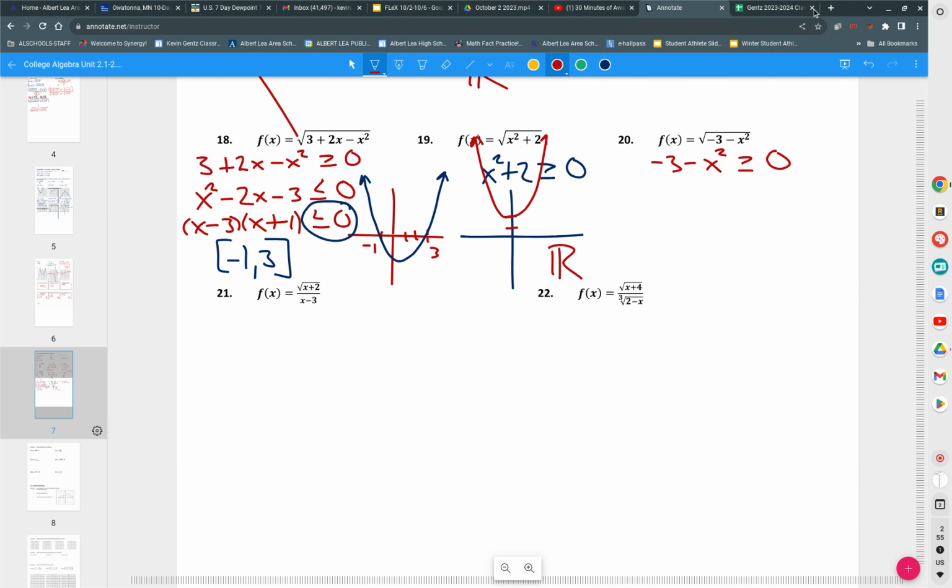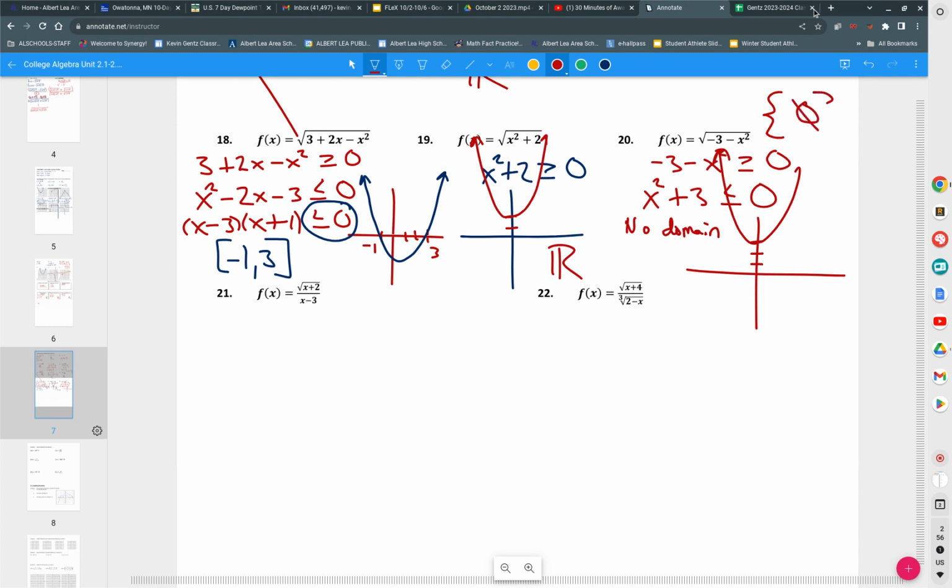So we multiply by -1. I get x squared plus 3 is less than or equal to 0. Okay? That doesn't factor. I'm going to look at the graph. It is shifted up 3 units. When is that below the x-axis? Never. So therefore there is no domain. We actually call it the empty set. If you were to write an empty set, it would look like that. You don't have to write that symbol, but that's what we say.